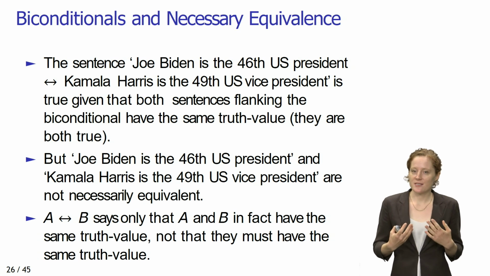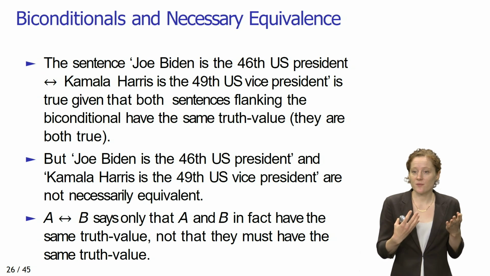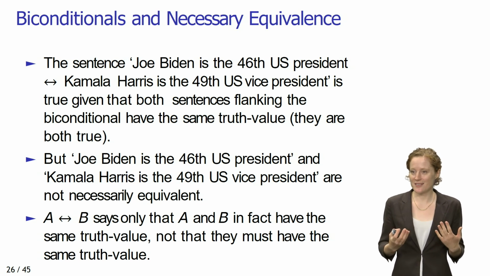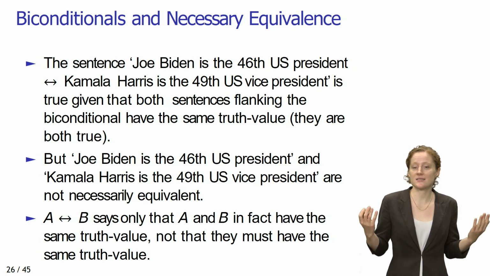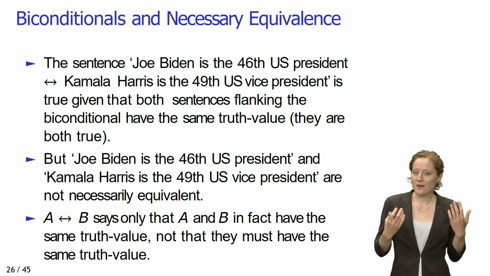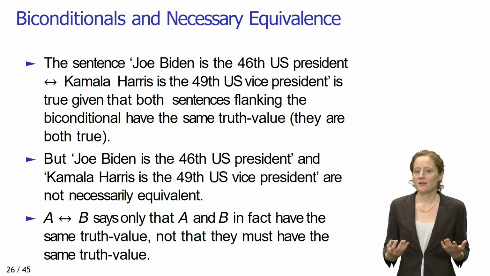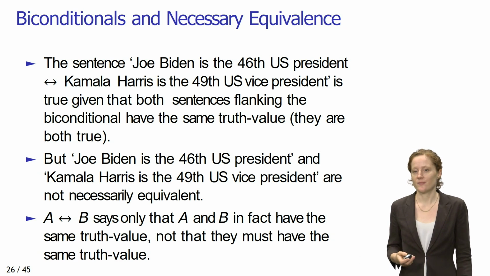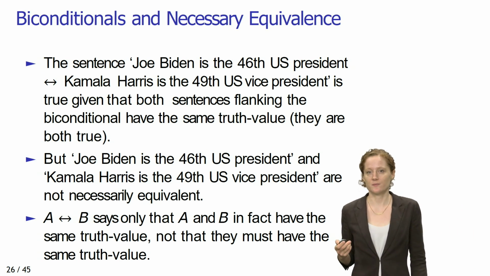So the upshot here is that A if and only if B says only that A and B in fact have the same truth value. This biconditional sentence does not say that these two sentences must have the same truth value. So a biconditional sentence, A if and only if B, can be true even in cases where A and B are not necessarily equivalent. All that's required is that they have in fact the same truth value.